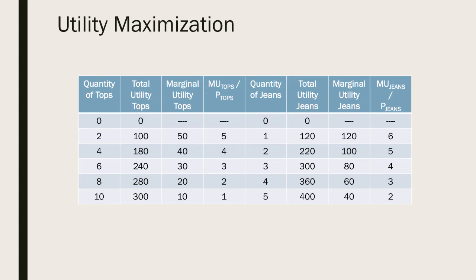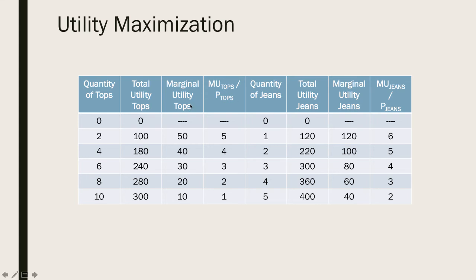So this table looks a little bit larger than the one we had a few slides ago, but we have a lot of similar information. I have my quantity of tops and my total utility of tops exactly the same as I had in my previous slide. I also have my total utility of jeans and my marginal utility of jeans like I did in my previous slide. I have a few additional columns that we're going to go over together. The first one we're going to look at is the marginal utility of tops.